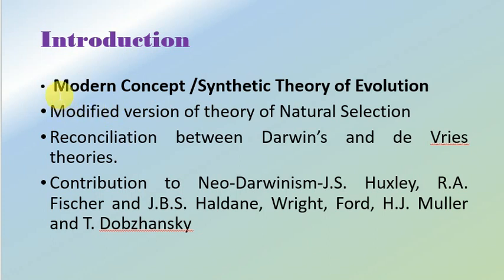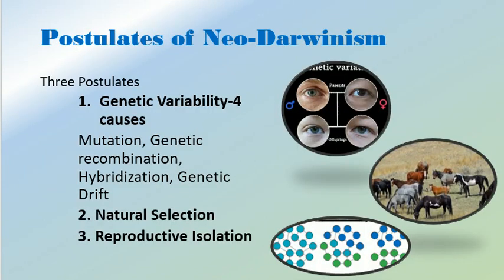Because earlier three theories, they have given certain ideas for the evolution mechanism, but they were not 100% accepted. All the theories have certain points which are against those theories, but this theory of modern concept is a well accepted theory for the understanding of mechanism of evolution. Now, this theory is divided into three major postulates.